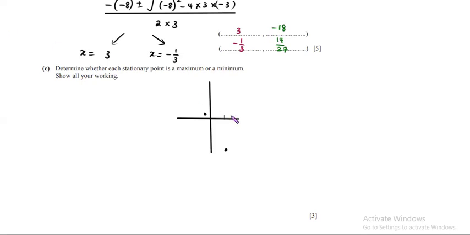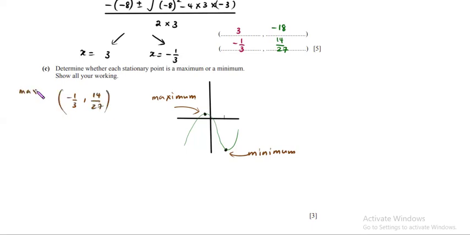Then what we've got to do is draw the cubic graph. It's going to be like this. This is how the graph will be, which means this point is the maximum value and this is the minimum value. So this point that we have here is negative 1 over 3 and 14 over 27. This is the maximum point, and the minimum point is going to be 3 and negative 18, this coordinate point that we have here. So this is how we need to do it.